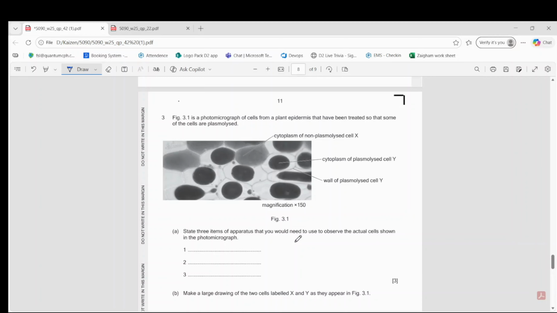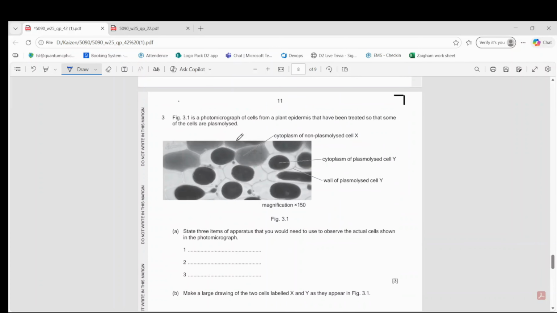This one is quite small. Microscope. A microscope cannot work without light, right? We can use a slide, we can use a microscope, and we have to use a light source, for example a lamp. Without light, you cannot see, because right now we are using a light microscope.